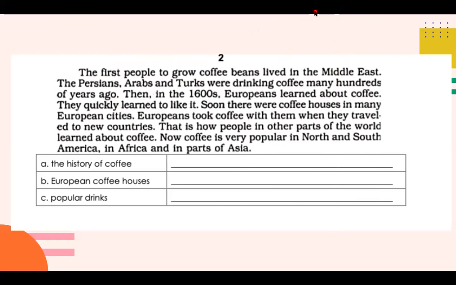The first people to grow coffee beans lived in the Middle East. The Persians, Arabs, and Turks were growing coffee many hundreds of years ago. Then in the 1600s, Europeans learned about coffee. They quickly learned to like it. Soon there were coffee houses in many European cities.